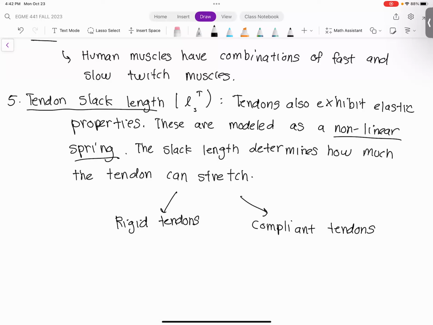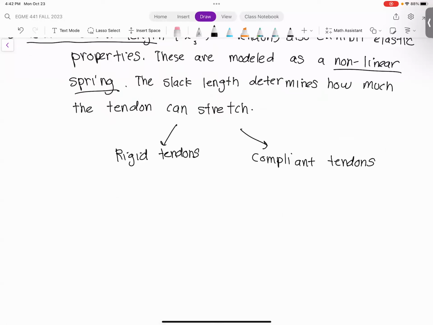And so the difference is the following. Rigid tendons are what we've been assuming for the majority of the class so far. Rigid tendons basically don't add anything to the muscle force, and they don't inhibit it. And so in the case of rigid tendons, your muscle force is transmitted to the joint, or to the bone, without any issue.